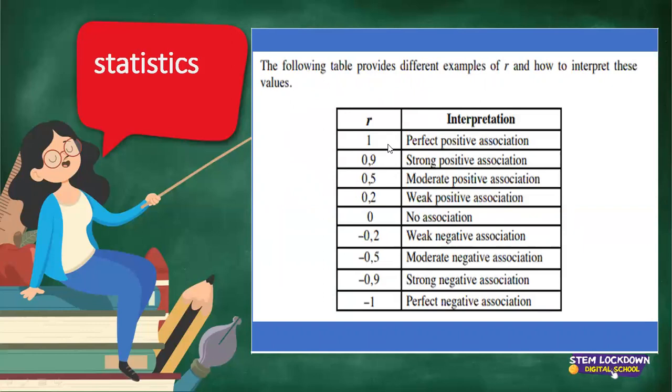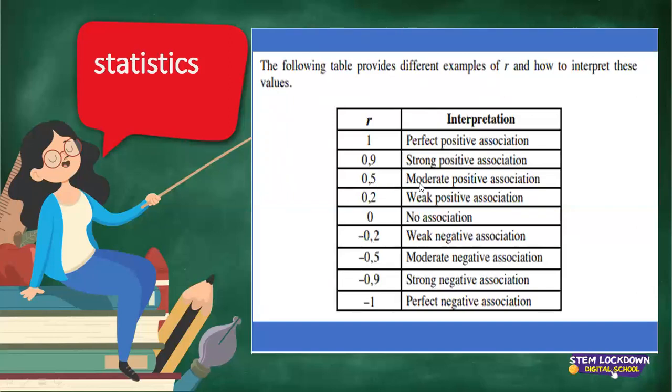It implies that there's a perfect positive association, which is directly proportional, meaning the two variables will both increase at the same time, most likely, and then decrease at the same time, most likely. And if your calculated R is 0.9, then you see there is strong positive association.